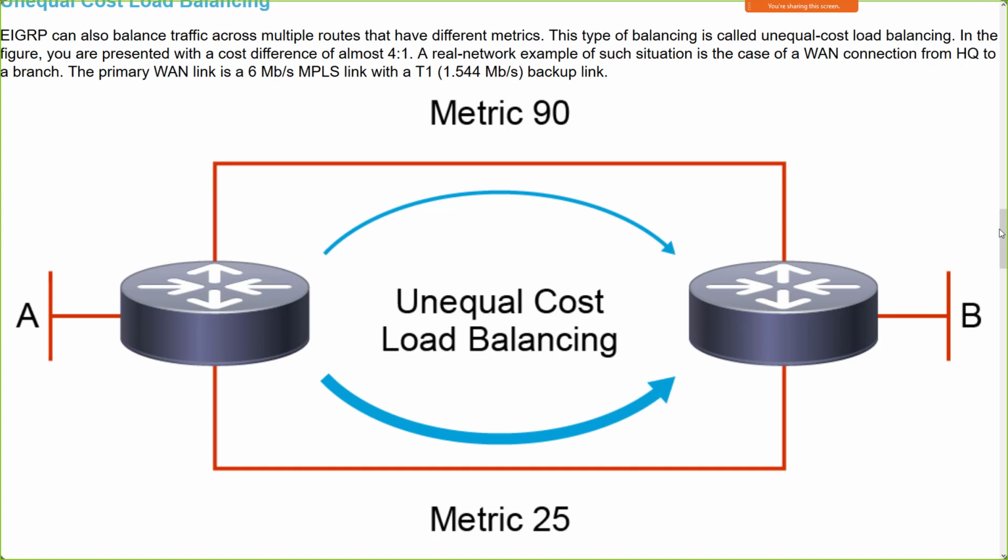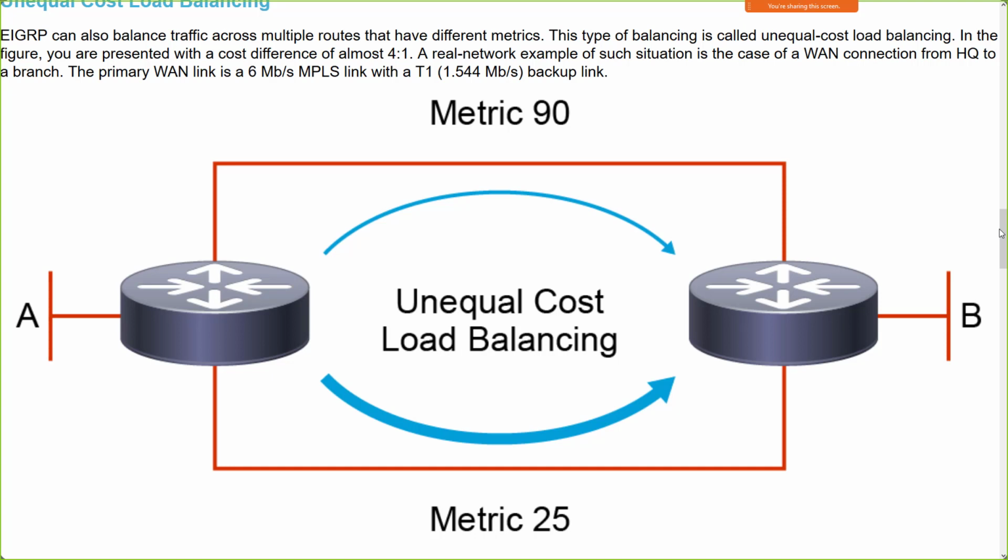We have two paths here, right? The metric or the feasible distance of the top path is 90. The feasible distance of the bottom path is 25. So clearly the bottom path is going to be our successor. All right. Now with variance, which is done under the router configuration mode under EIGRP by simply using the variance command, we specify a variance value. So 25, I would have to have a multiple of 4 in order to include the 90 as well, and consider 90 as part of the successor paths.